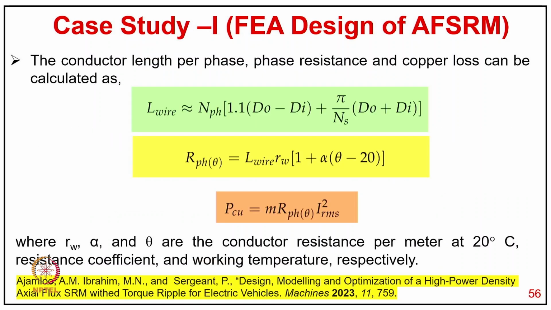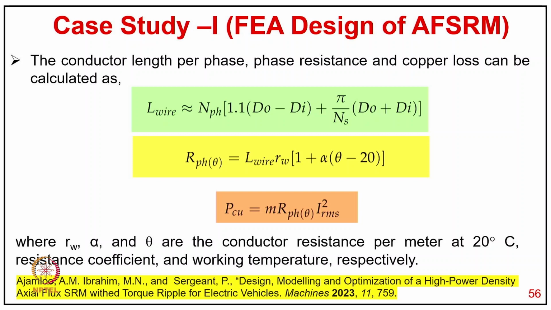So the conductor length per phase, resistance and copper loss can be calculated as L_wire equal to N_ph in bracket 1.1 into D_o minus D_i plus pi upon N_s into D_o plus D_i, and R_ph equal to L_wire R_w in bracket 1 plus alpha into theta minus 20 bracket, and P_cu equal to m R_ph theta into I_rms square, where R_w, alpha and theta are the conductor resistance per meter at 20 degrees Celsius, resistance coefficient and working temperature respectively.